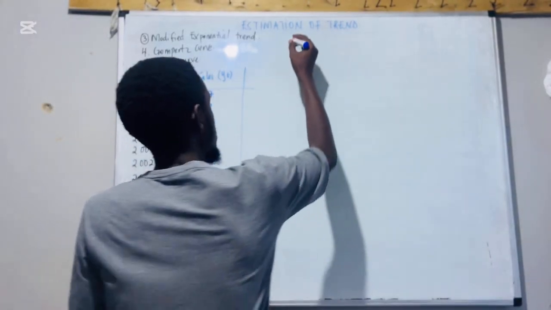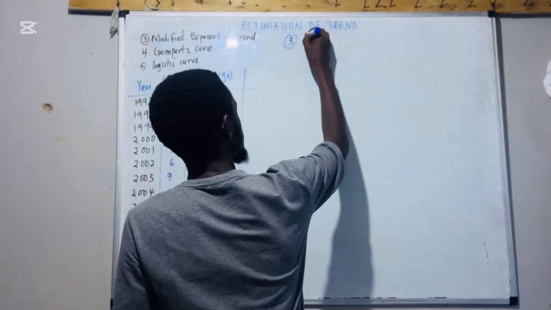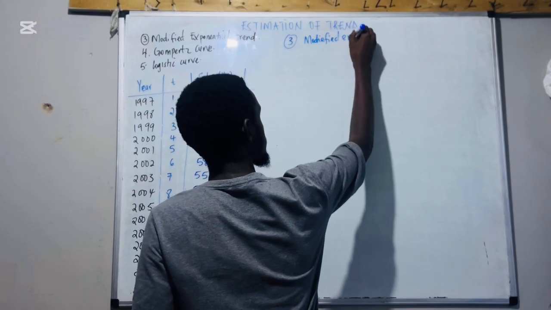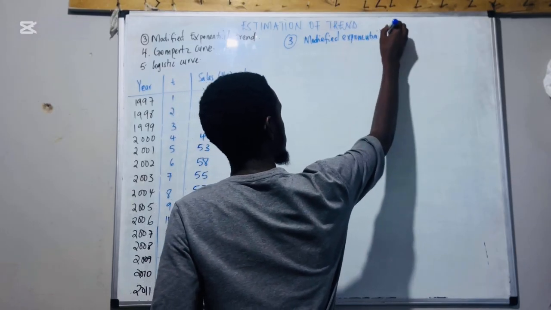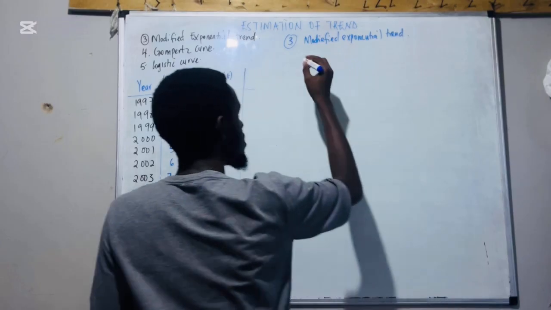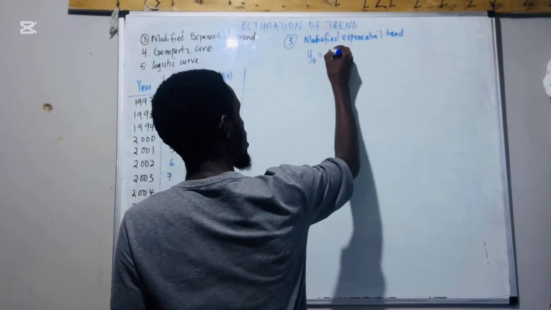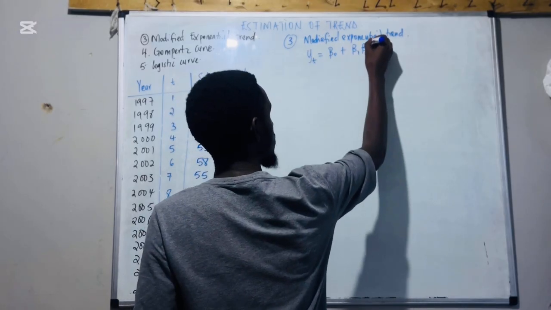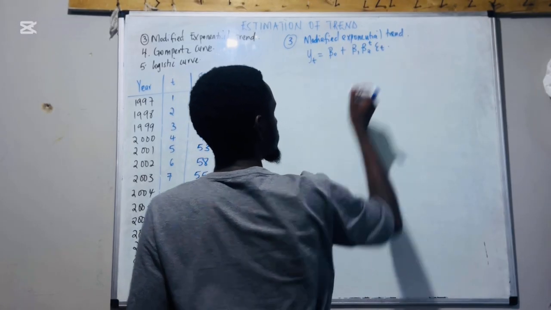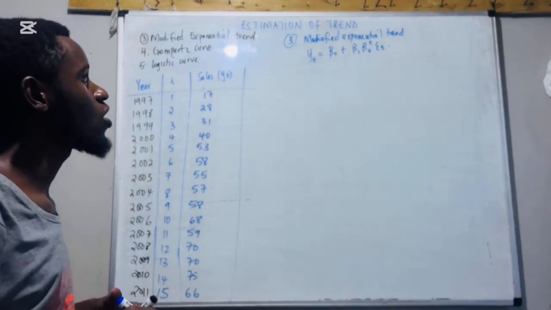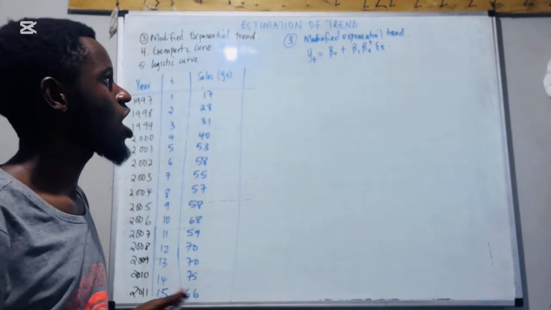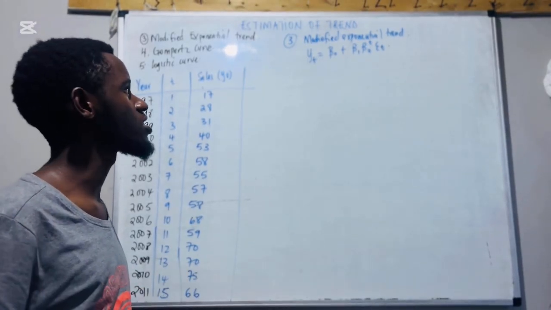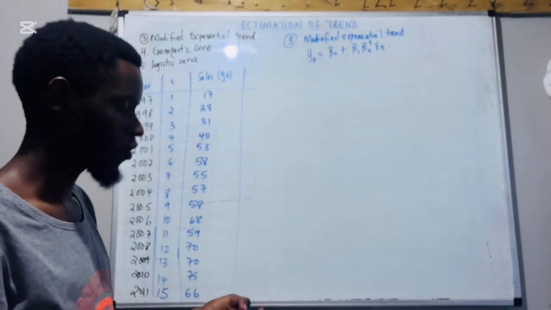Third is going to be the modified exponential trend. By definition, y_t equals beta naught plus beta 1 times beta 2 to the power t, times the error term. We shall need to find beta naught, beta 1, and beta 2. Members, here we have a different approach. This approach is quite interesting, and we need the following rules.